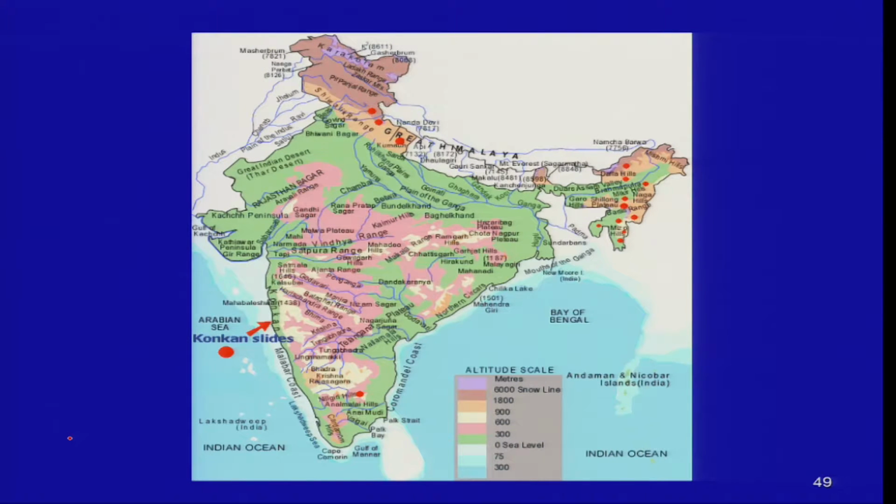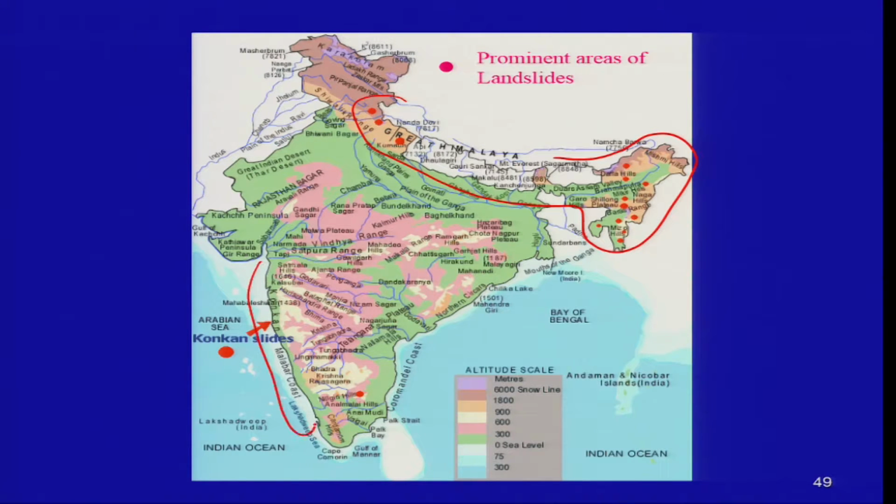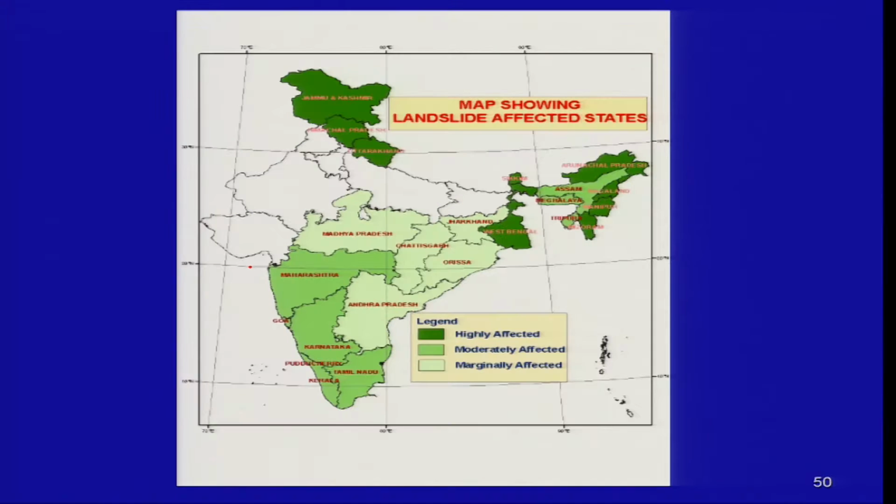These are the areas which show the prominent regions of the landslides. So, mostly we face landslides in the hilly terrain. Apart from this, of course, we also have regions which are facing landslides in this area, okay, because of the heavy rain and all that. So, highly affected areas are shown with the darker green colors and marginally affected areas by this one.